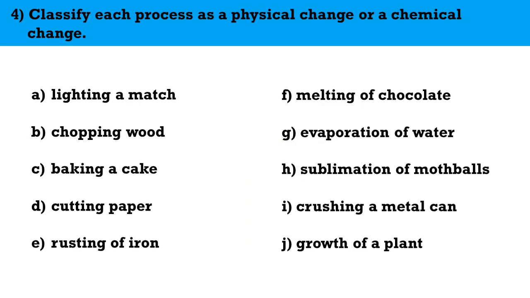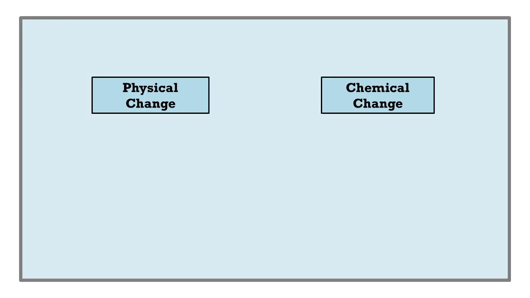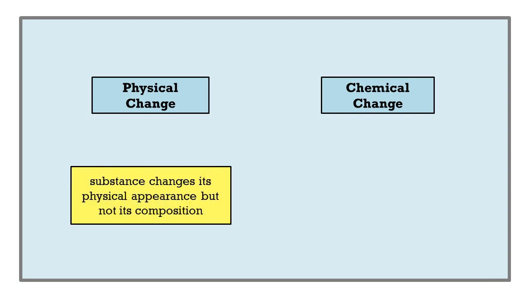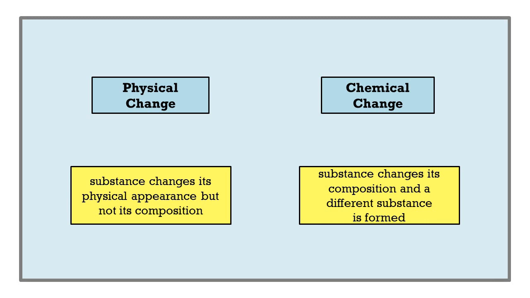Number 4. Classify each process as a physical change or a chemical change. Before we answer this, let's first differentiate a physical change and a chemical change. In a physical change, a substance changes its physical appearance but not its composition. This means that the substance is the same before and after the change. On the other hand, in a chemical change, a substance changes its composition and a different substance is formed.